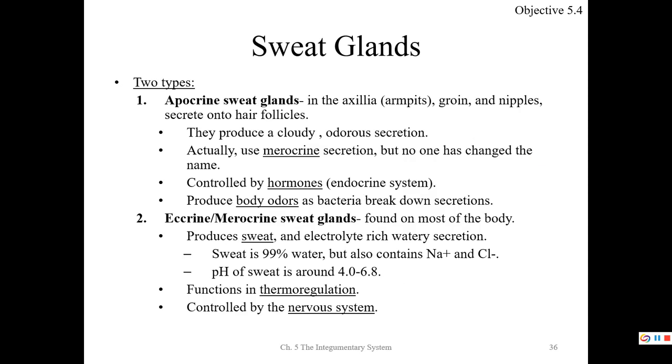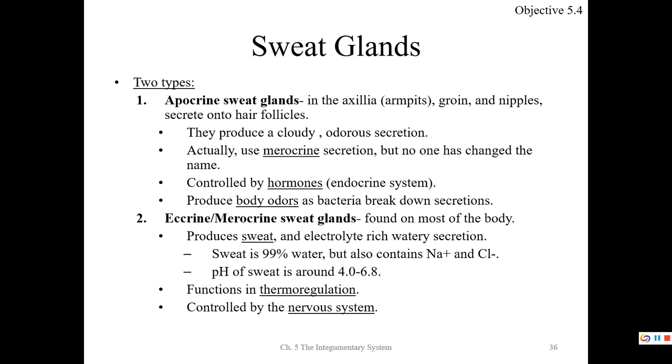Now, the apocrine sweat glands are in the armpits, groin, and places like that. They produce a cloudy, odorous secretion. It's actually merocrine, but no one's changed its name yet. So we actually call them merocrine mode. Now, the typical sweat glands, we call them eccrine sweat glands or merocrine sweat glands. They're over most of the body, but we'll talk about them as well.